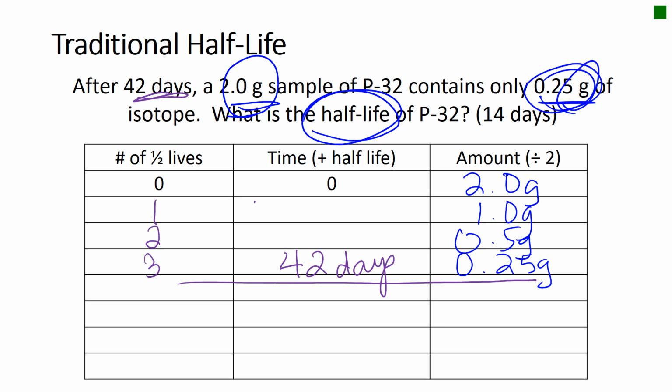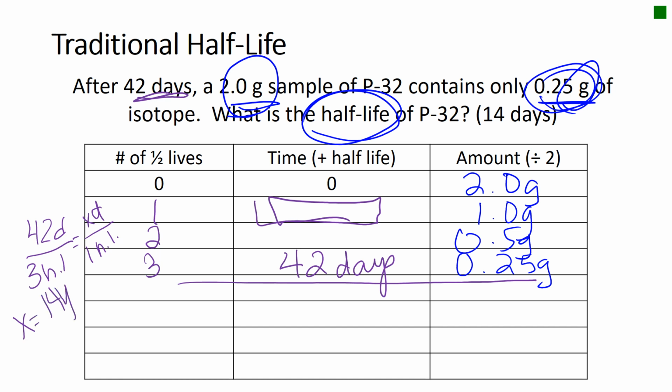And it asks for what is this one up here. So what I'm going to do is set up a proportion, because I know that it took 42 days for 3 half-lives. It's going to be proportionate to however many days it took for 1 half-life. When you cross multiply, you get 1 times 42 and 3 times x. Divide both sides by 3, and you end up with x equals 14 years. I'm sorry, days. So I'm going to fill in 14 days here.